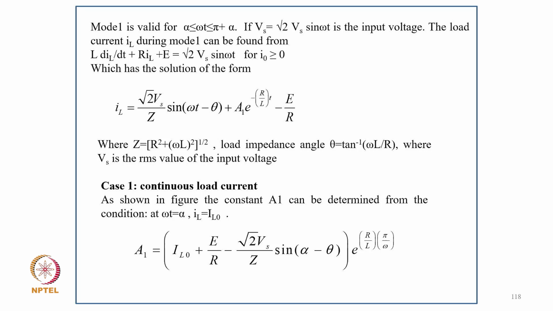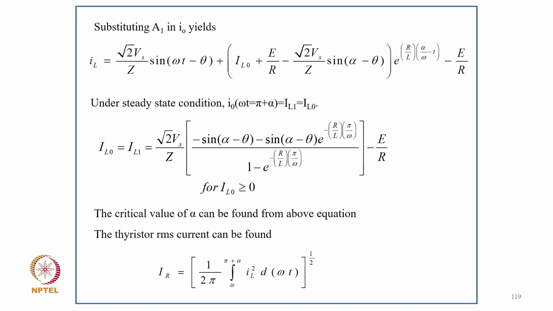So A1 equals (IL0 + E/R − √2 Vs/Z sin(α − θ)) e^(−R/L · π/ω), and substituting A1 in the expression for the current results in IL = √2 Vs/Z sin(ωt − θ) + (IL0 + E/R − √2 Vs/Z sin(α − θ)) e^(−R/L (ωt − α)/ω) − E/R.